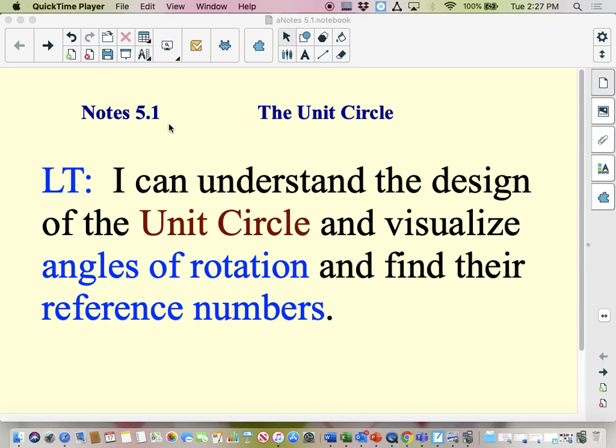And I'm going to go at it from that lens rather than going into great detail on the construction of the unit circle. Okay, so you're going to understand how to design it, how to visualize the angles and reference numbers on it. And I would say if you can't recall this, this is what I would spend some time on.